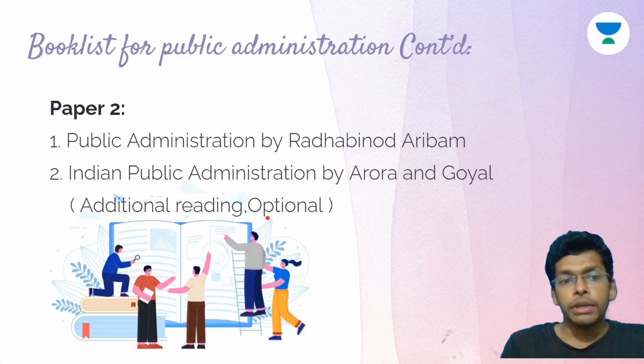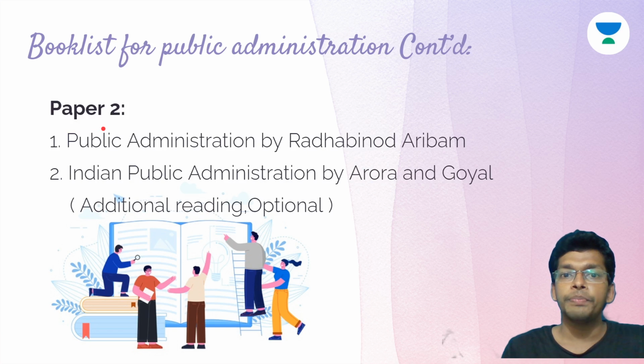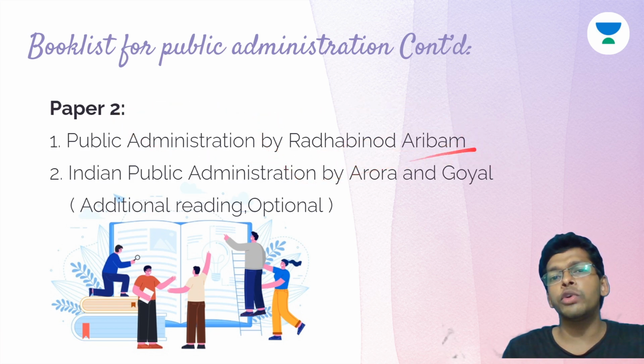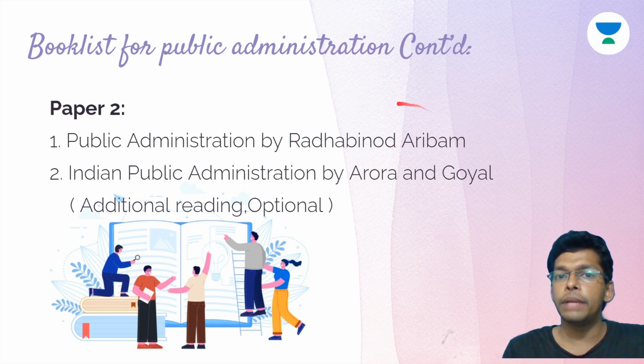Now continuing with the book list for public administration, coming to paper 2. Paper 2 deals with Indian administration. The book which I found the most useful for paper 2 is Public Administration by Radha Binod Aribam. It is again a book as per the UPSC syllabus. We have all the 14 chapters of paper 2, and everything is covered very nicely in this book. I would suggest that you can complete paper 2 only by reading this one book.